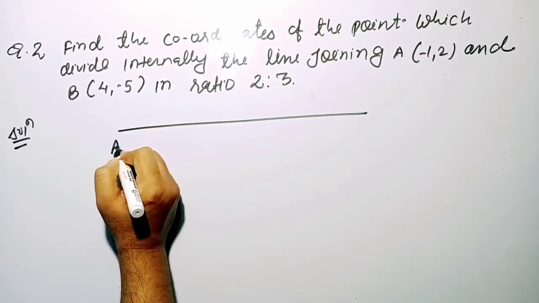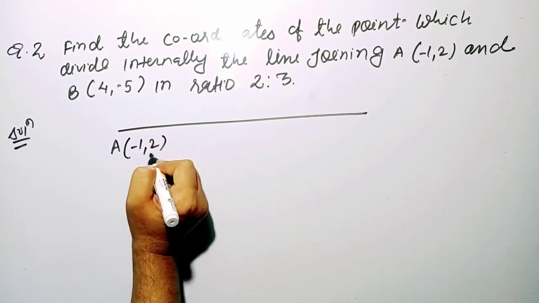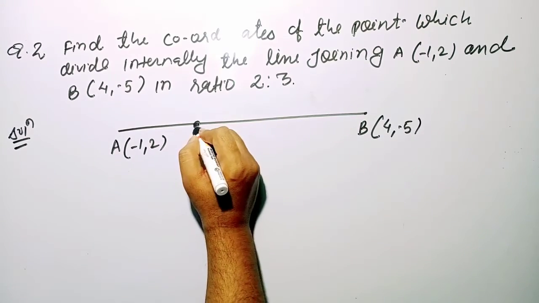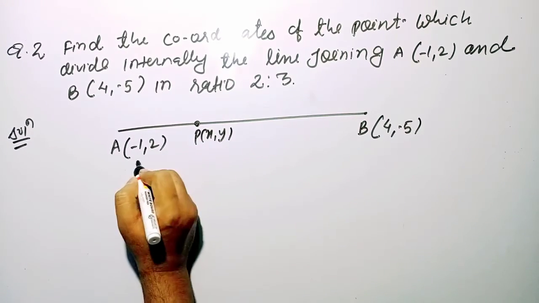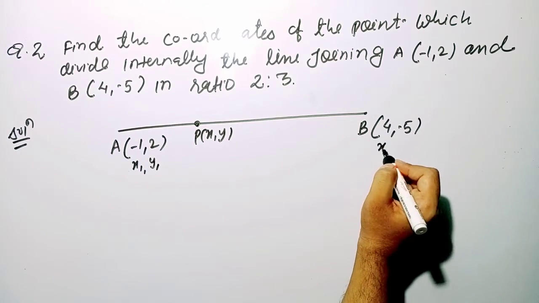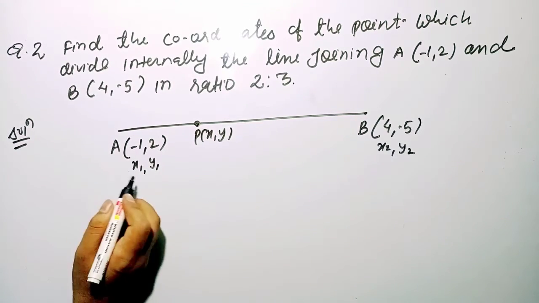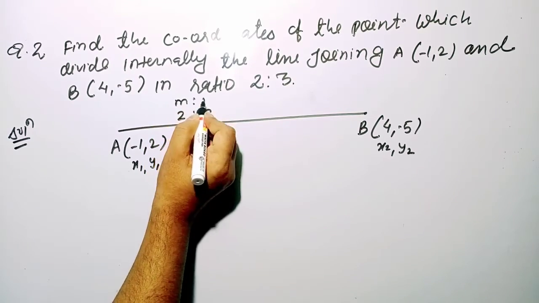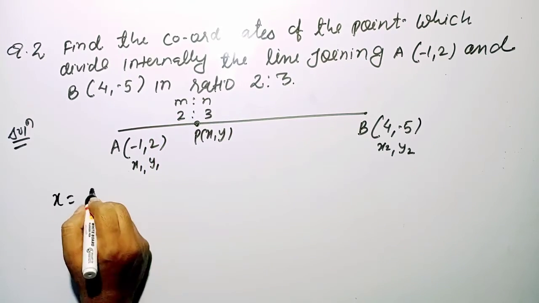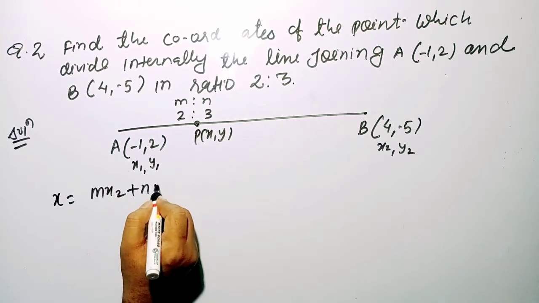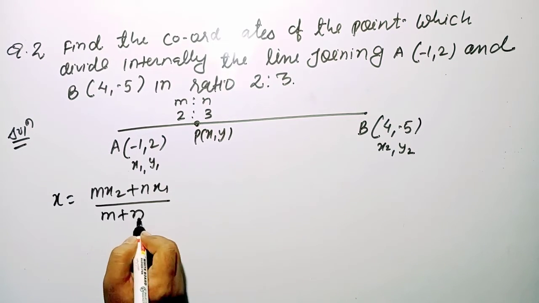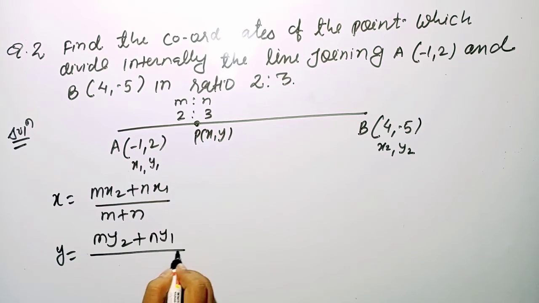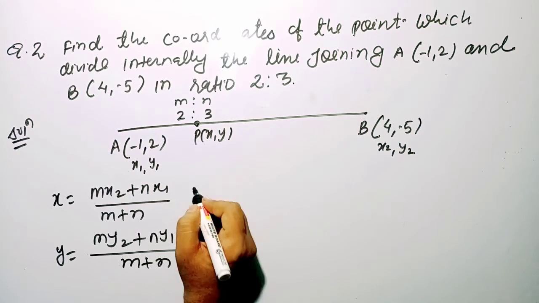Here is the line segment having end points A and B, A having coordinate (1, -2) and B having coordinate (4, -5). P is a point which divides the line segment AB in 2:3 ratio. So we can determine x1, y1 and x2, y2. So here the ratio is 2:3, means the values of m and n are given, m is equal to 2, n is equal to 3. So x coordinate of the point is (mx2 + nx1) divided by (m + n), and (my2 + ny1) divided by (m + n).